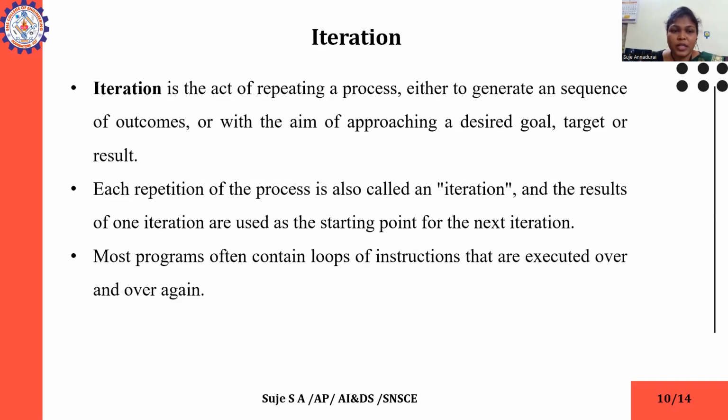Next is the iteration. Iteration is the act of repeating a process either to generate a sequence of outcomes or with the aim of approaching a desired goal, target, or result. Each repetition of the process is also called an iteration, and the results of one iteration are used as the starting point for the next iteration. Most programs often contain loops of instructions that are executed over and over again.